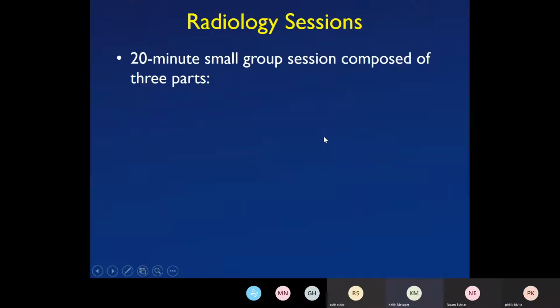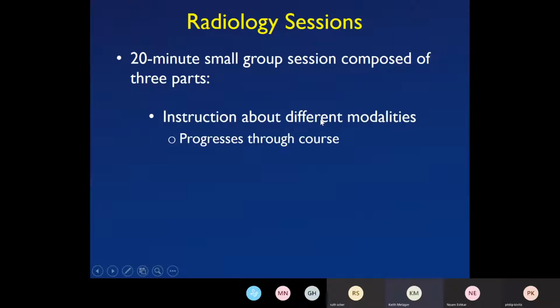So what are these mini sessions going to look like? There'll be 20-minute small group sessions composed of 3 parts. The first part is basic instruction about different modalities. Like I said, the majority of these students don't know an X-ray from a CT scan from an MRI, or they may have some idea, but they really don't know what the use of these different modalities is. And so that's our first goal for you in this course, to help them understand why we use different modalities, how they look different from each other, and how they're interpreted differently.